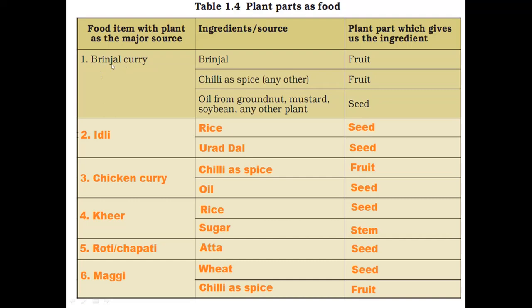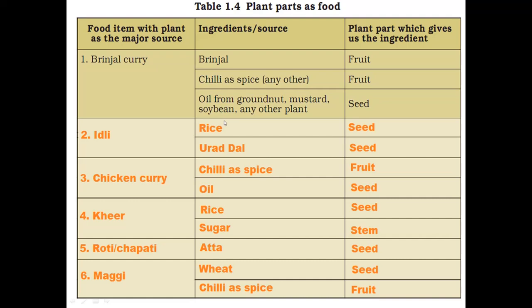When you are preparing brinjal curry, the ingredients used here are brinjal, chili as spice, and oil from groundnut, mustard, soya bean, or any other plant. Here brinjal is actually the fruit. Chili as spice is also an example of fruit. Oil from groundnut, mustard, soybean are examples of seed. So just now you can imagine that we are eating the different parts of the plant as our food.